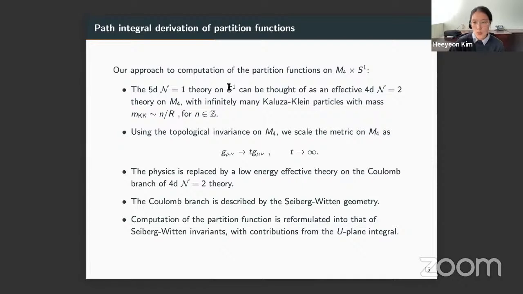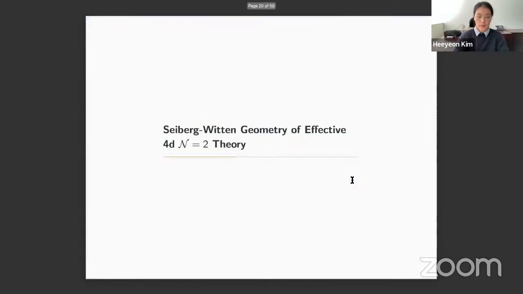And from here, once we obtained the effective 4D N=2 theory, we are going to follow essentially the logic of Moore and Witten, where they computed the homological version of the Donaldson invariant. So first of all, we use the topological invariance on M4 to scale the metric on M4 as follows, which effectively reduces the theory to a low energy effective theory on the Coulomb branch of the 4D N=2 theory. And this Coulomb branch of the 4D N=2 theory is described by the appropriate Seiberg-Witten geometry of this effective theory. And then the computation of the partition function is reformulated in terms of the computation of the Seiberg-Witten invariant, which is much easier, with some additional contribution from what we call the u-plane. Okay, so this is the basic logic of how we are going to compute this observable.